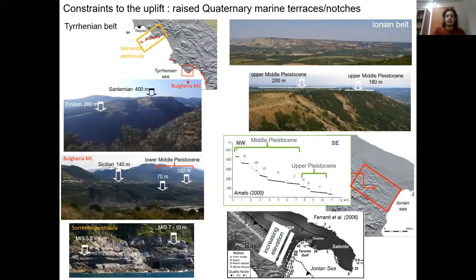Of course, many studies have already been carried out along the southern Apennines coasts, and from the literature it is known that the Sorrento Peninsula and Bulgaria mountains are considered stable areas since at least the last interglacial period. On the other hand, on the Ionian side, regional and local faults contribute to strong uplift, as evidenced by the flight of raised marine terraces, which stand up to some hundreds of meters.